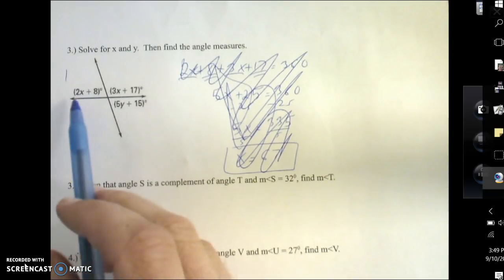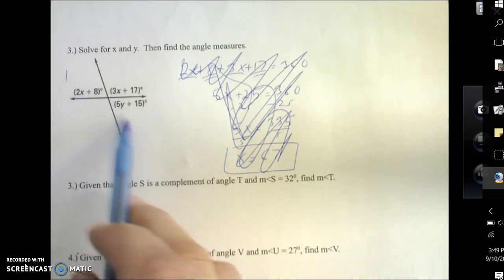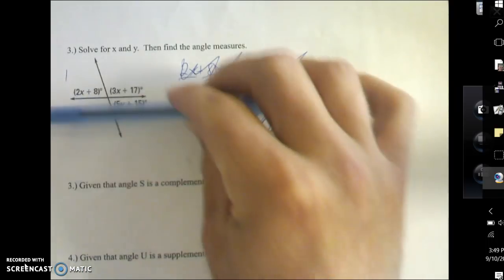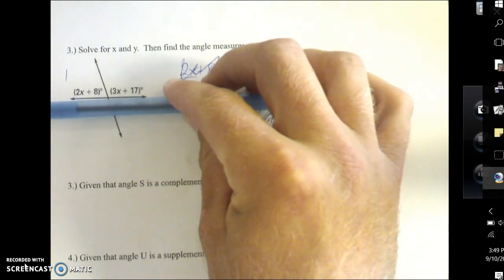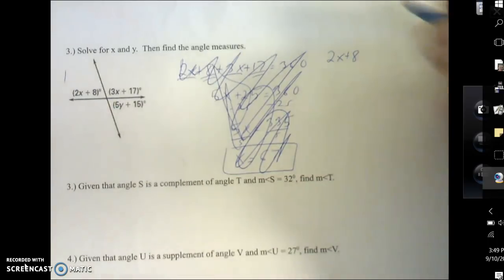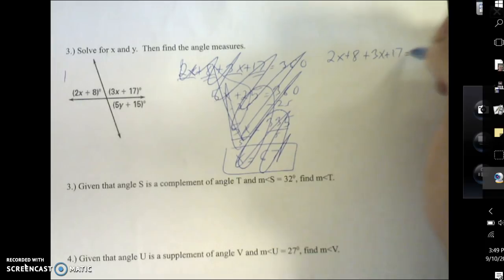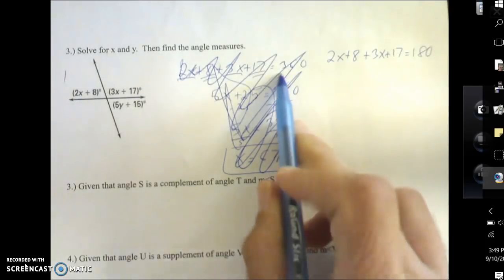We take a look here. This one's a little trickier because I've got an x here and an x beside it. They're not across from each other, so I can't do vertical angles here. Instead, I have to form a linear pair. A linear pair adds up to 180. So I'm going to take 2x plus 8 plus 3x plus 17 and add up to 180, not 360 like I was doing.